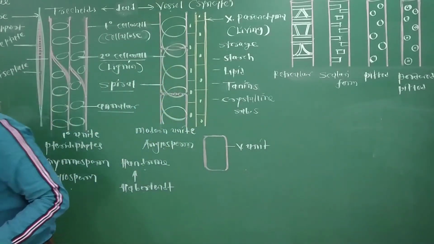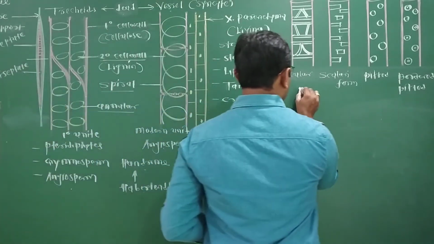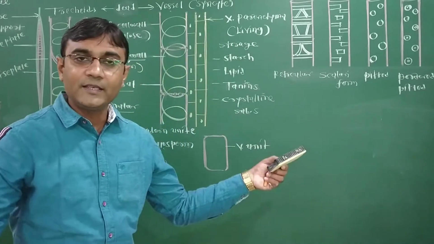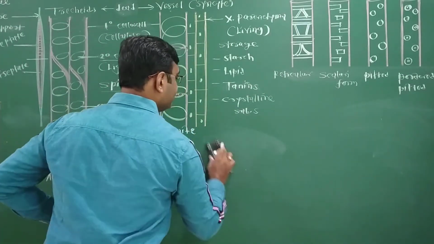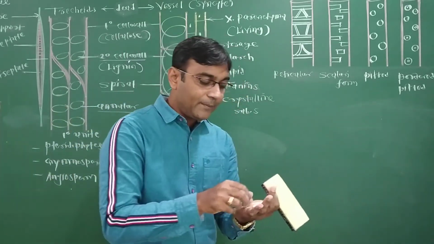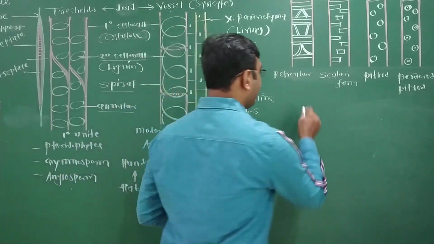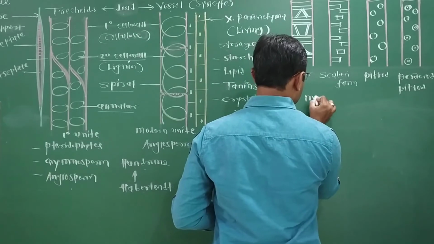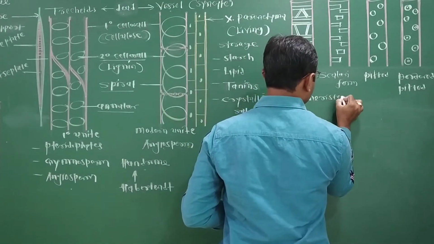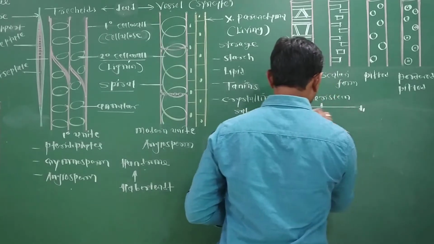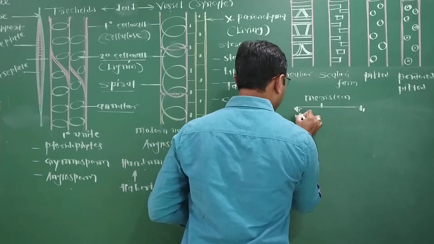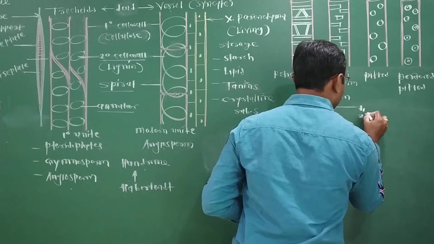Now we are thinking about the origin and development of various units of xylem. Any type of plant tissue is originated from meristem. Meristem, you know clearly, is of two types. Which two types? Primary meristem and secondary meristem.